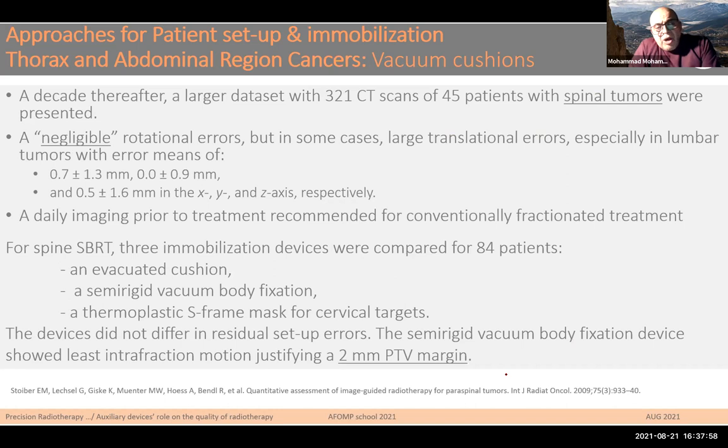Vac-cushions are able to control rotational errors significantly. As you see here, there is sub-millimeter reproducibility, which is a really great achievement compared to previous studies. All the studies used are listed below, and you can use them. If there is any question, we can discuss it later. And for spine SBRT, three immobilization devices were compared for 84 patients, and you can see the margin can be within 2 millimeters.